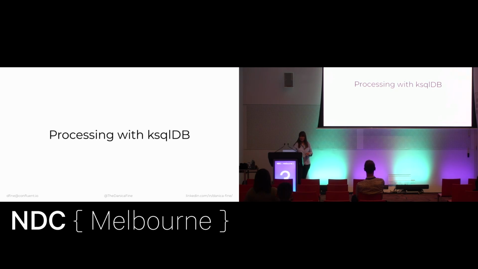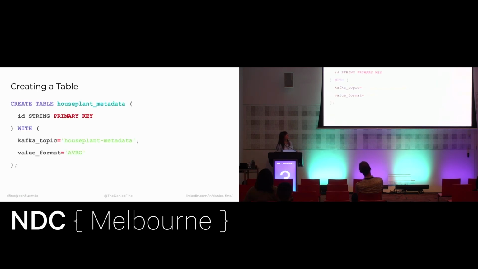So processing with ksqlDB. To build a streaming application with ksqlDB, you first need to be aware of the two first-class objects in it, tables and streams. Streams represent unbounded, ongoing series of events. Tables, on the other hand, represent the most up-to-date value for a given key. I'm going to end up using both of these for my two data sets. So let's see how to create a couple.